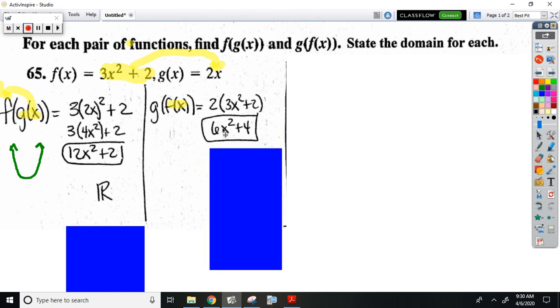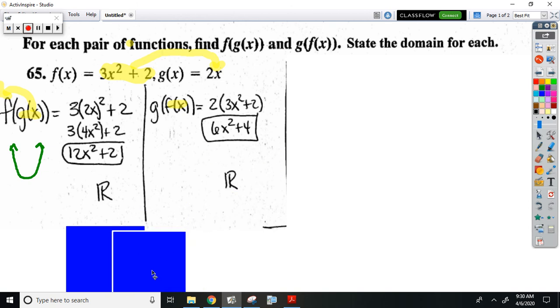Again, same concept. This has no denominator, so the domain is all real numbers. Remember, you also can write negative infinity to positive infinity if you prefer.